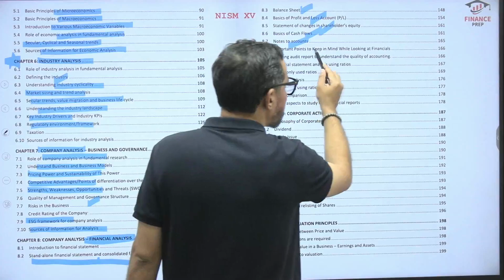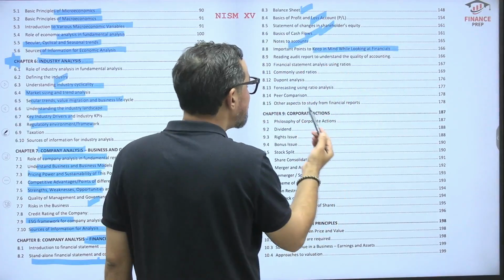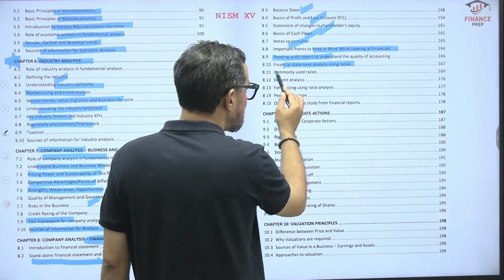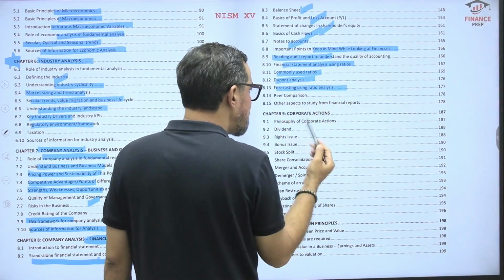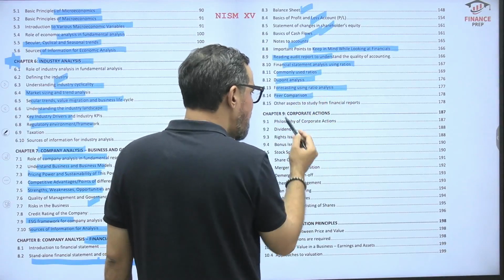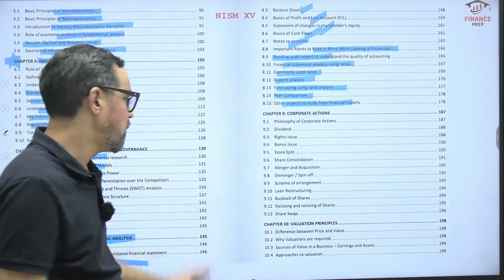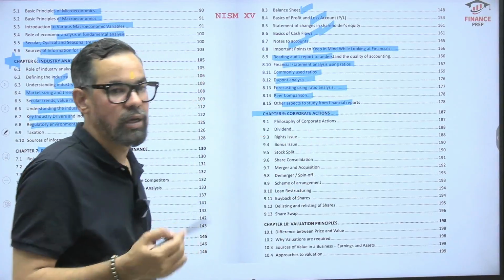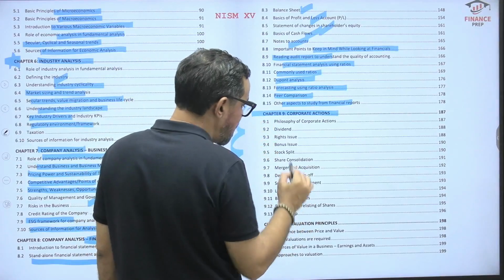Then while you are doing this analysis, the basic principles, reading audit reports, financial statement analysis, ratios, DuPont analysis, forecasting using ratios, we have peer comparison and other aspects of it. This is something which is again very important, right? Then we have corporate action, how that company is making decisions and others, right? So it is something around these particular areas.